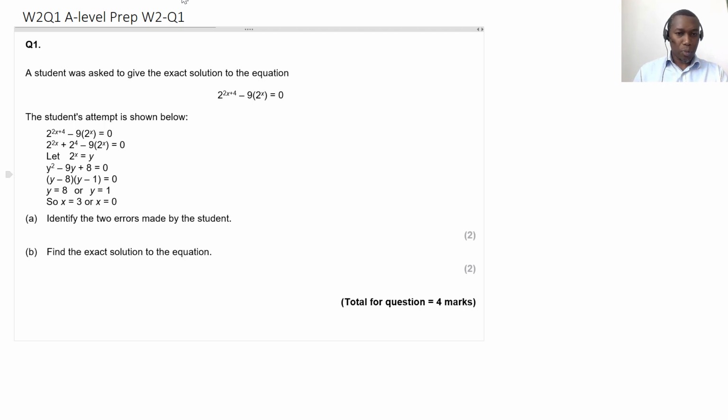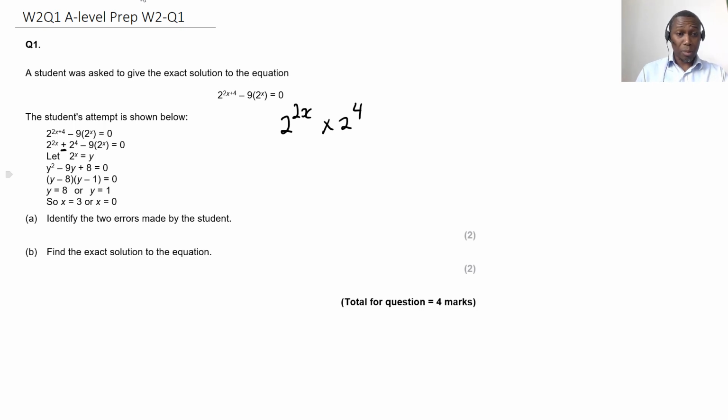How did he fare with this one? First, we've been asked to identify two errors, so we're going to find two problems. And the first problem you should have identified is that plus sign. That's not supposed to be there. Because remember, for multiplication, we add the power. So if I have 2 to the power 2x multiplied by 2 to the power 4, that is equal to 2 to the power 2x plus 4. So that was the first issue here.